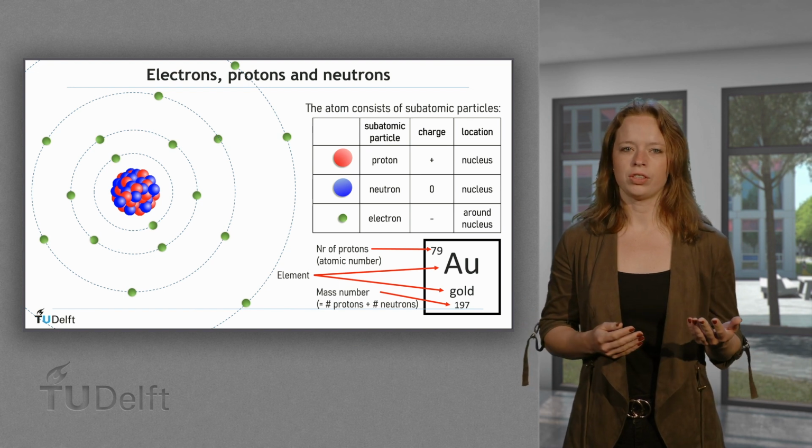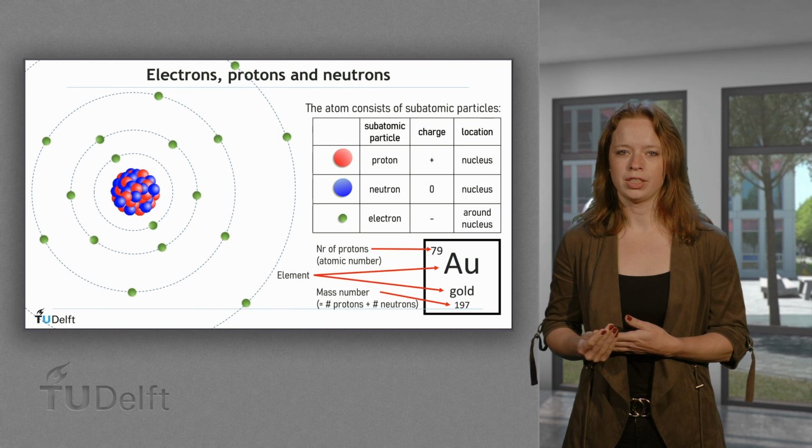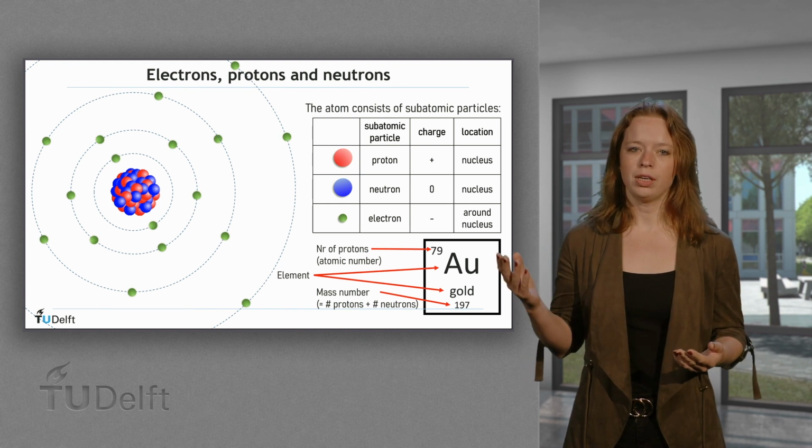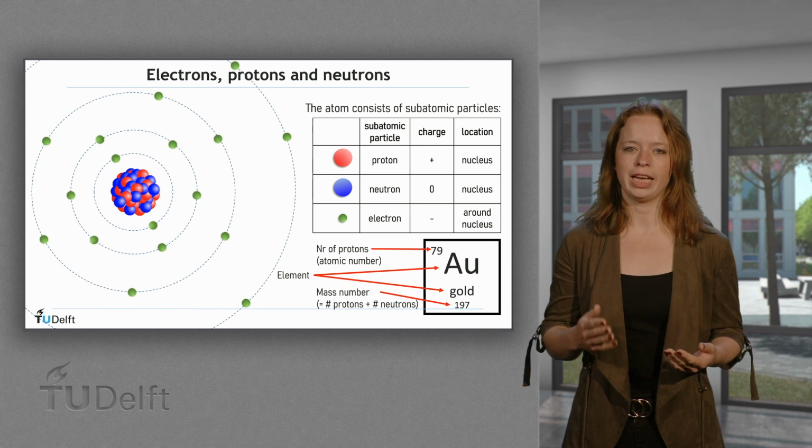The number of electrons of an atom is equal to the number of protons, but the number of neutrons in the nucleus can vary. The mass number is defined as the total number of protons and neutrons in an atom.